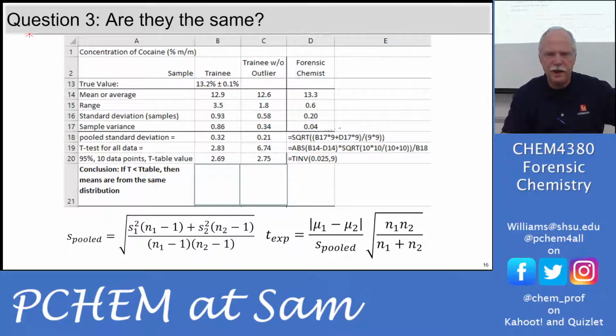The pooled standard deviation is calculated here. Actually, it looks like I calculated it with both outliers pulled out, so that's not cool. But redo that. This should be 10. And so then we have the 2.69 and 2.75. Those are the t-table values.